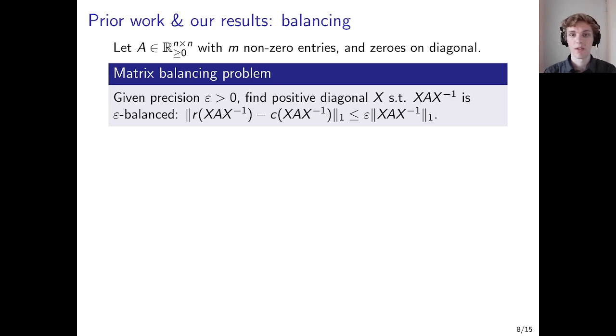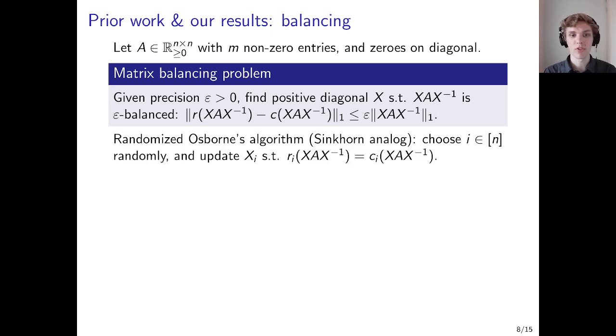Okay, so this looks structurally rather similar to matrix scaling, because I just want to do something with the row and column sums. And indeed, there is an analogous algorithm, which is called Osborne's algorithm. And I've given you a randomized variant here, where you do the following. You just pick a random index i, and you update x_i exactly so that r_i of your rebalanced matrix is equal to c_i of your rebalanced matrix. There is a nice closed form expression for such an update for x_i.